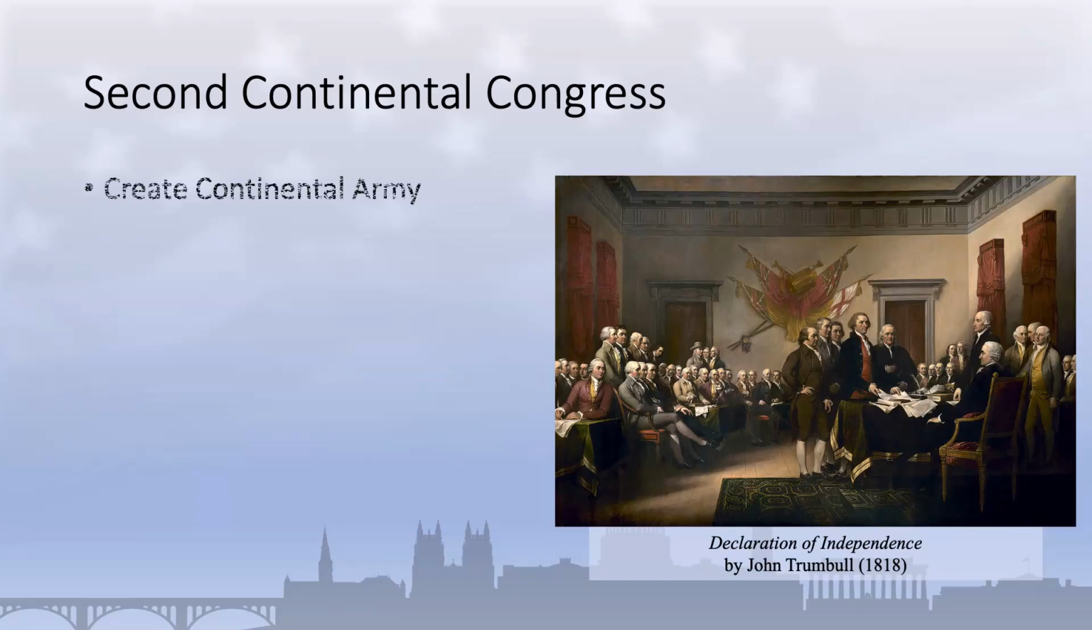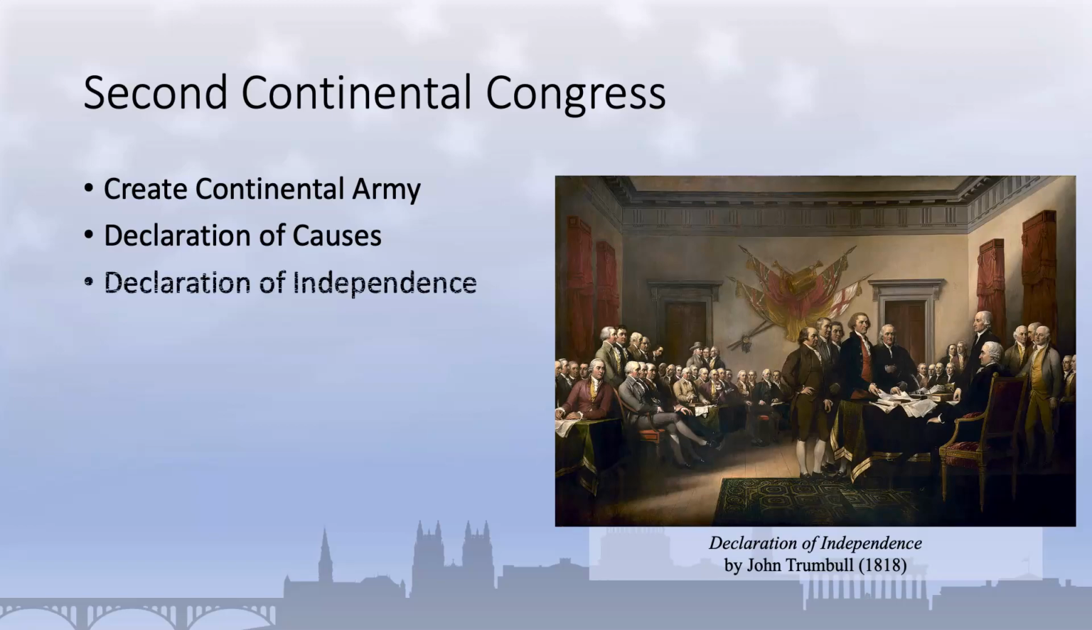They voted to create a Continental Army out of the Massachusetts militia units that had surrounded Boston in the aftermath of the battles of Lexington and Concord, and named George Washington as the commanding general. They approved a declaration of causes outlining many of the reasons why the colonies had taken up arms against Britain. And perhaps most famously, the Second Continental Congress unanimously approved the Declaration of Independence on July 4, 1776.